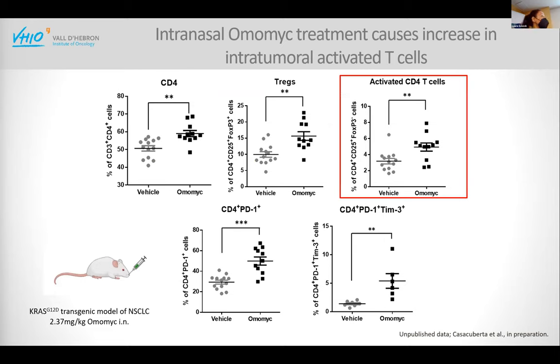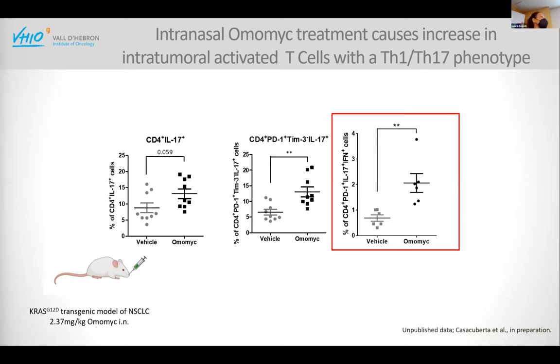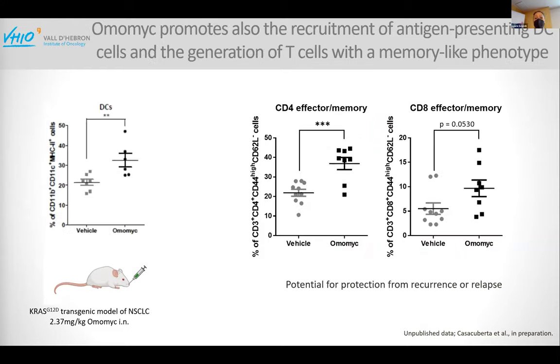She characterized them and she saw that they are active. They're activated CD4 T cells, and they have a mixed Th1, Th17 phenotype. They produce interleukin-17 and interferon gamma. So they are doing their job here. She also saw recruitment of dendritic cells, so more antigen presentation locally. And she saw the appearance of T cells with a memory-like phenotype, which could be potential for protection from recurrence or relapse of the tumors later on.